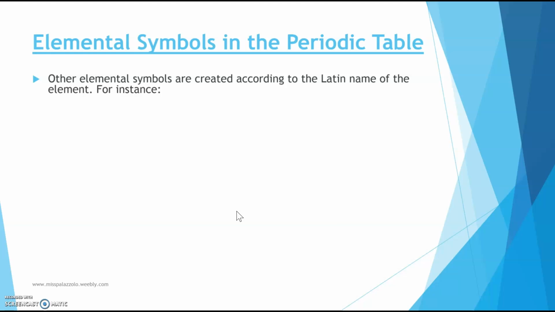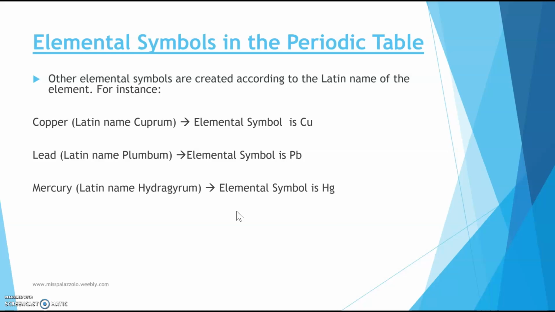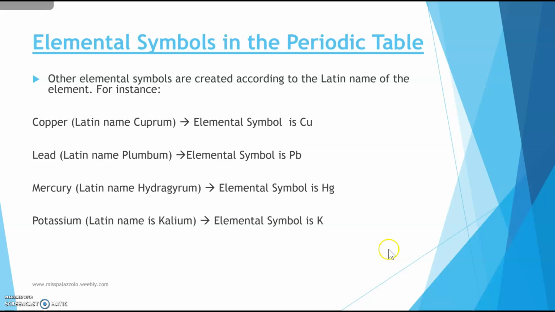Other elemental symbols were created according to the Latin name of the element. For instance, copper, its Latin name is cuprum, and its elemental symbol is Cu. Lead's Latin name is plumbum, and its elemental symbol is Pb. Mercury's Latin name is hydrargyrum, and its elemental symbol is Hg. Potassium's Latin name is kalium, and its elemental symbol is K. Gold's Latin name is aurum, and its elemental symbol is Au. So as you can see, either the first letter or the first two letters are taken from the Latin term of some of the elements on the periodic table.